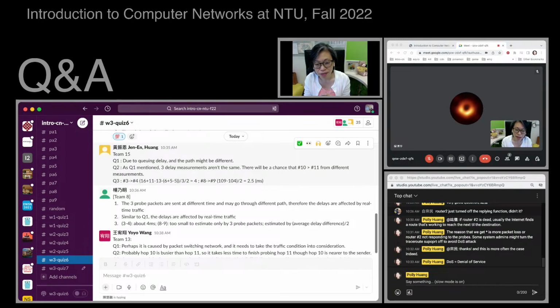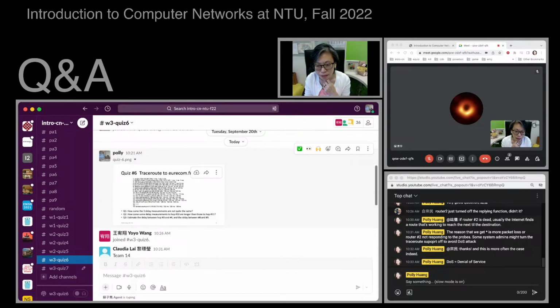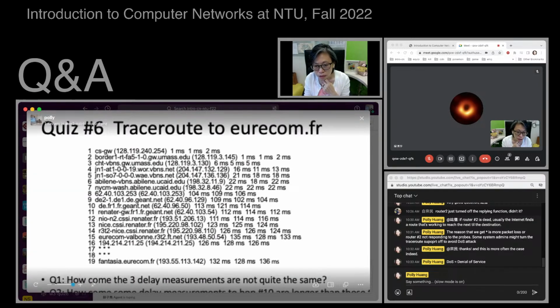Yeah, so there are more answers being typed up, so I lost my screen there. Interesting. Okay, so I think Team 4 is doing this, adding the delays to hop 4 together. Wait a minute. Very interesting. 16, 11, subtracting 13. What is 13? So maybe you can go back up here. What are the 3 measurements to hop 3? 16, 11, 13. And hop 3, 6, 5, 5.